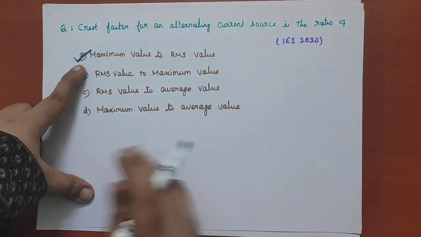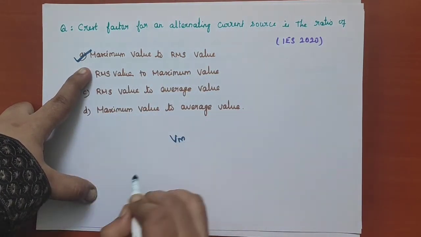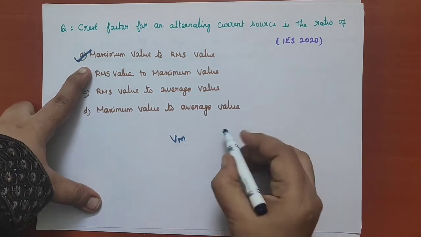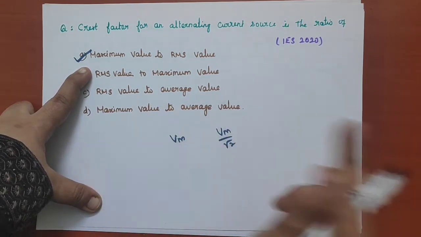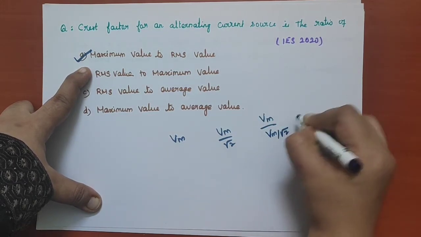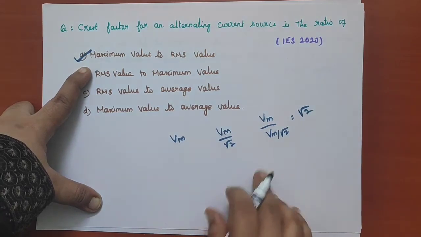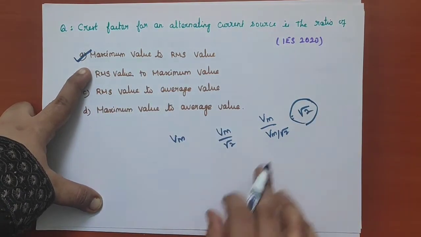Okay, so for the sinusoidal signal, the maximum value we represent in the form of Vm. For the RMS value, it will be Vm by root 2. So now what is the crest factor for a sinusoidal signal? Vm divided by Vm by root 2. It is nothing but root 2. Okay, so for a sinusoidal signal, the crest factor is equal to root 2.